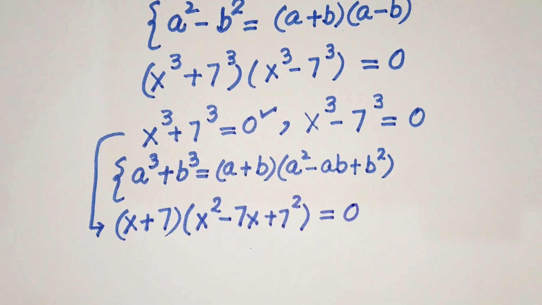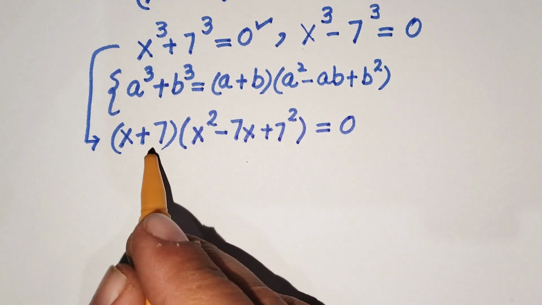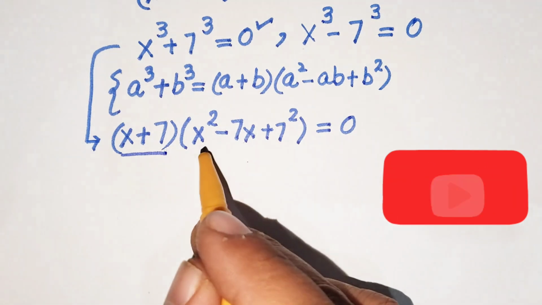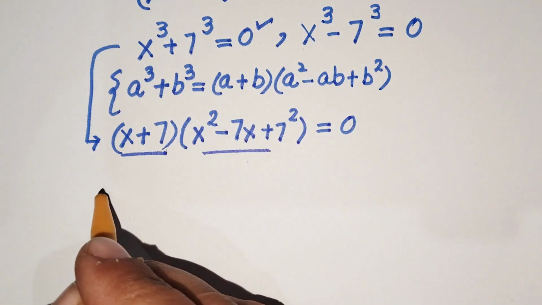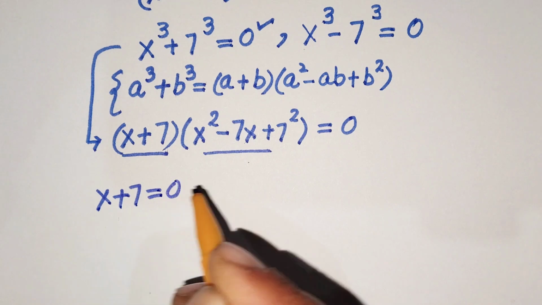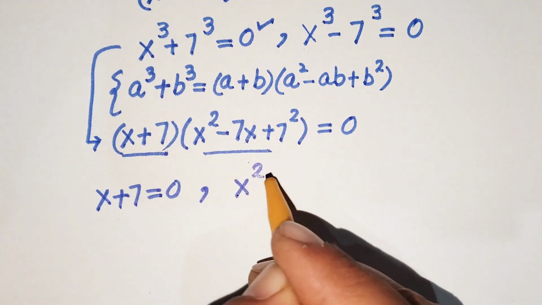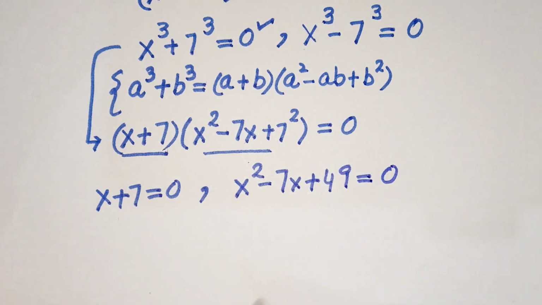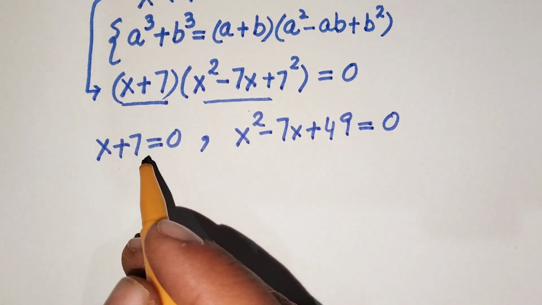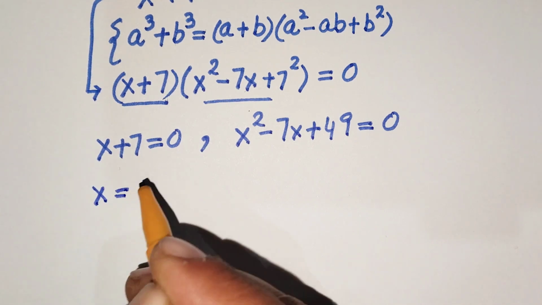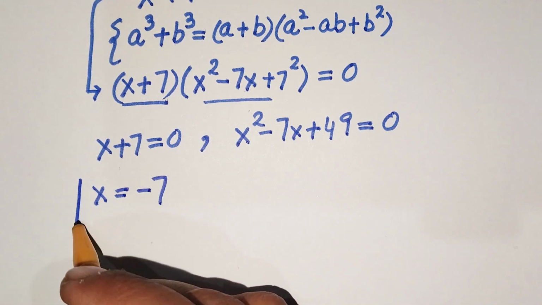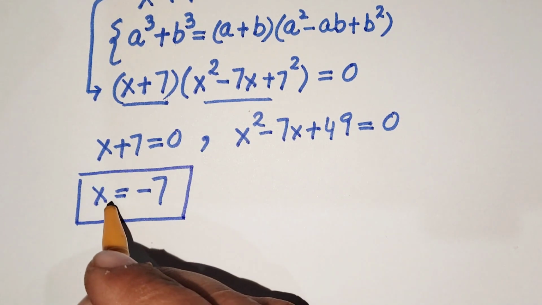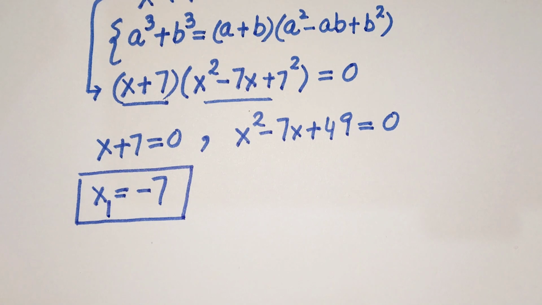Now we see that we again have two cases: x plus 7 is equal to 0, and x square minus 7x plus 49 is equal to 0. Here x plus 7 is equal to 0, so we shift plus 7 to the right-hand side, then we get minus 7. So it is our first value of x, which is a real value. We call it x1.